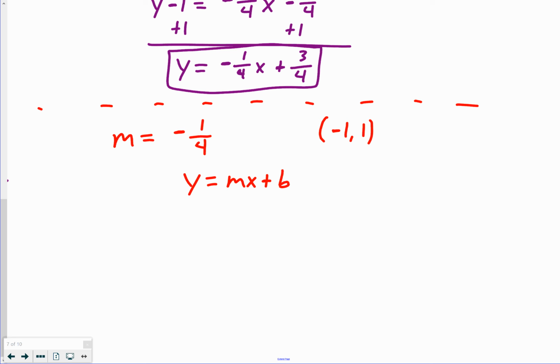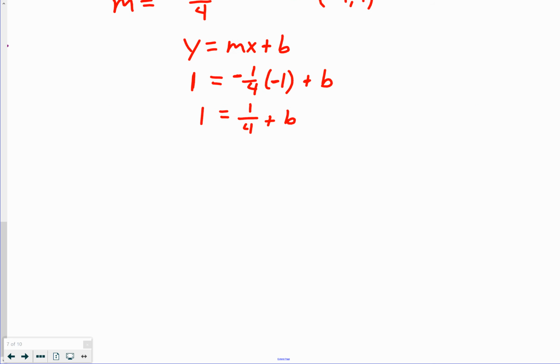What you're going to do is plug in for your slope m, so negative 1/4. Do you guys see the x and the y? I'm going to replace x and y with my point. So the x is negative 1, and the y is positive 1, and write plus b. Now this just becomes algebra. You're solving for an unknown, letter b. What is negative 1/4 times the negative 1? Positive 1/4. Okay, plus b equals 1.